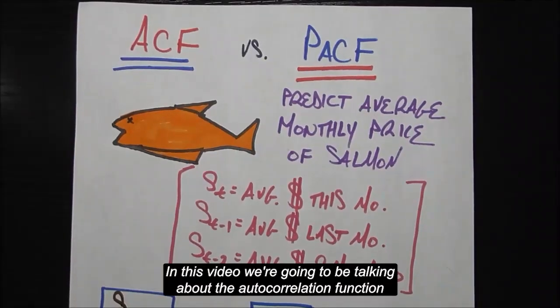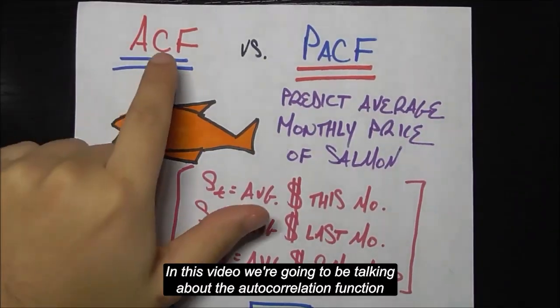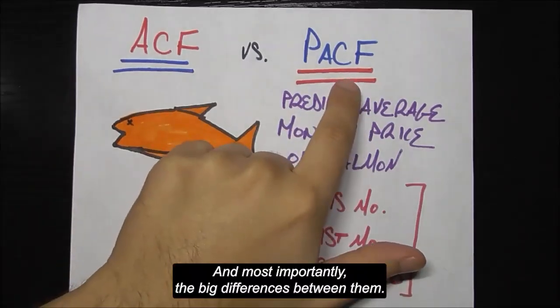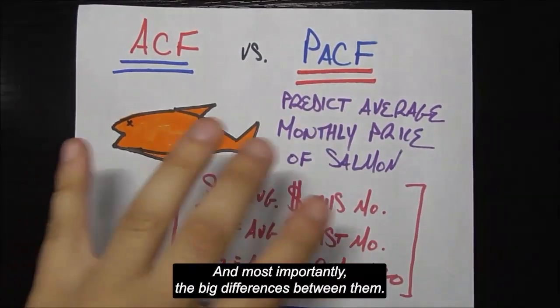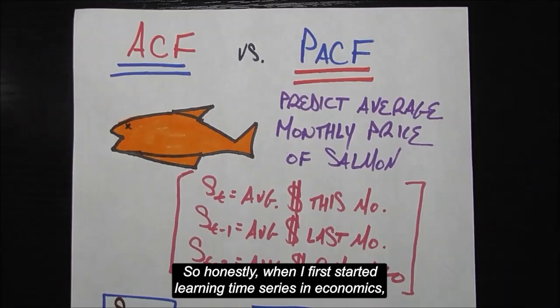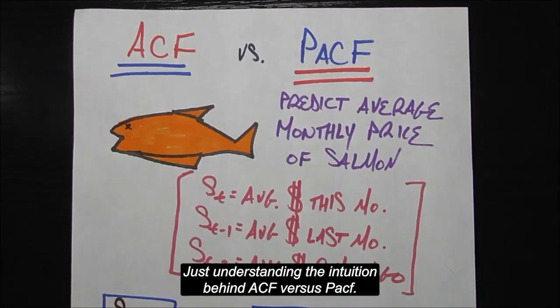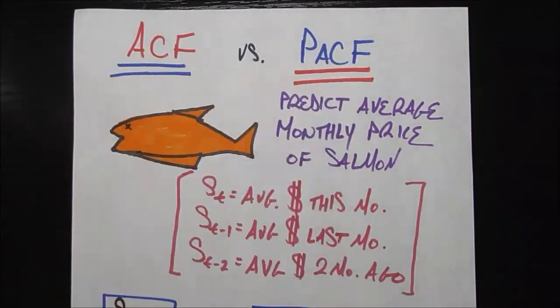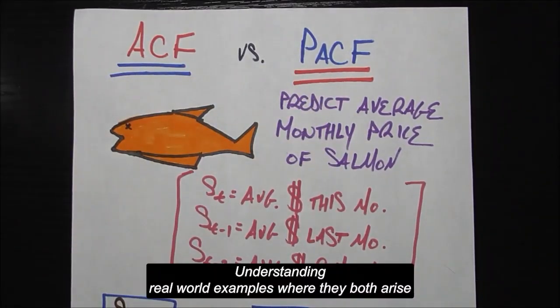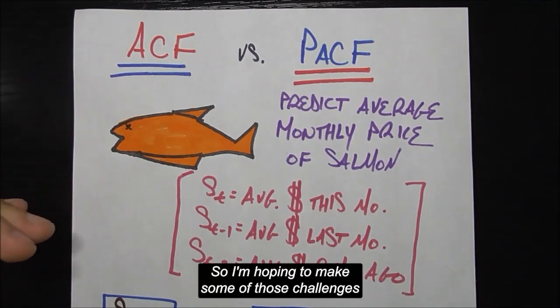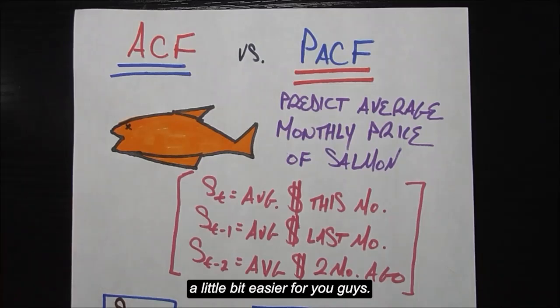In this video, we're going to be talking about the autocorrelation function, ACF, and the partial autocorrelation function, PACF, and most importantly, the big differences between them. Honestly, when I first started learning time series in economics, this was a really big challenge for me, just understanding the intuition behind ACF versus PACF, understanding real-world examples where they both arise, and understanding how to derive them both mathematically. So I'm hoping to make some of those challenges a little bit easier for you guys.